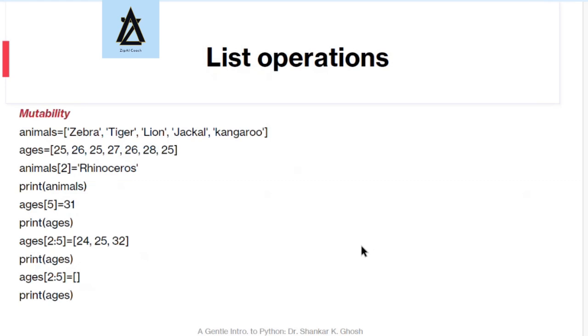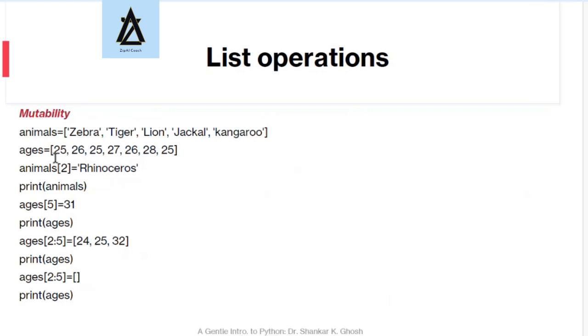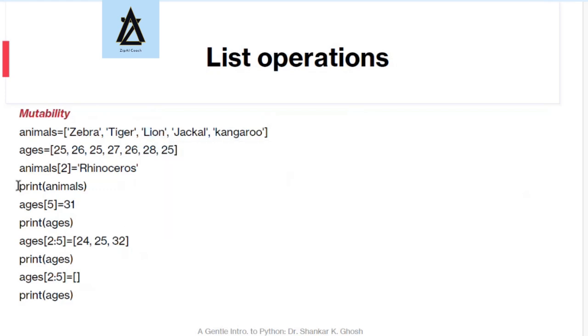Some of the list operations are listed here. One of the most important things is mutability. When you are running the program, you can mutate or change the list partially. For example, if this is the list and you write animal 2 equal to rhinoceros, then the second element will be replaced by rhinoceros. If you write print animals, then the entire list will be printed.